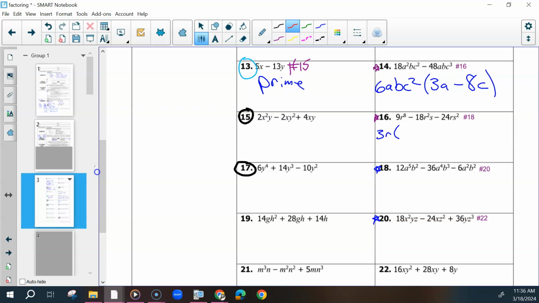3R to the 7, 6R, S. Okay. So 3R to the 7, minus 6R, S, minus 8S squared. So that looks like we should do more with it, but if we really look at it, only 2 of these things can be divided by 3, 2 of these things can be divided by 2, 2 of them have R's, 2 of them have S's, so nothing has something in common of all of them. So that is prime, that is our final answer.